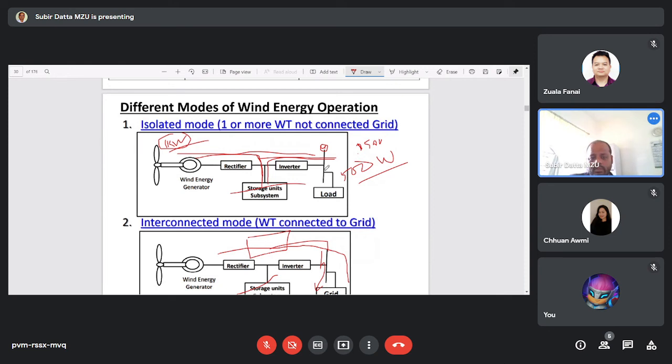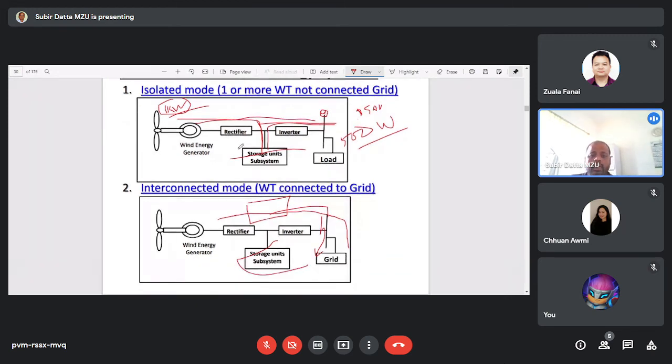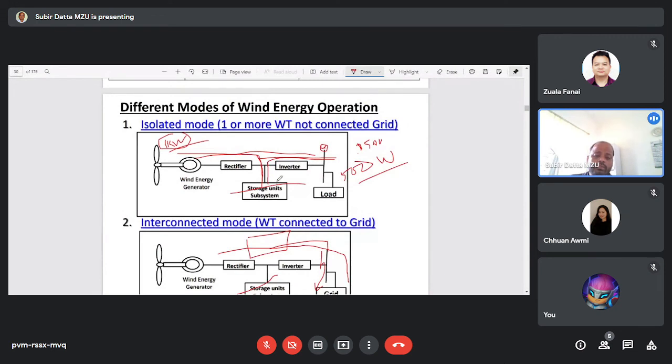wind energy conversion system. These types of operations are used in interior areas where the main grids are not available, but the wind speeds are available. For those locations, we can install a standalone or isolated mode wind energy conversion system. In isolated mode, the most important part is that we have to use an extra device, called the storage unit.